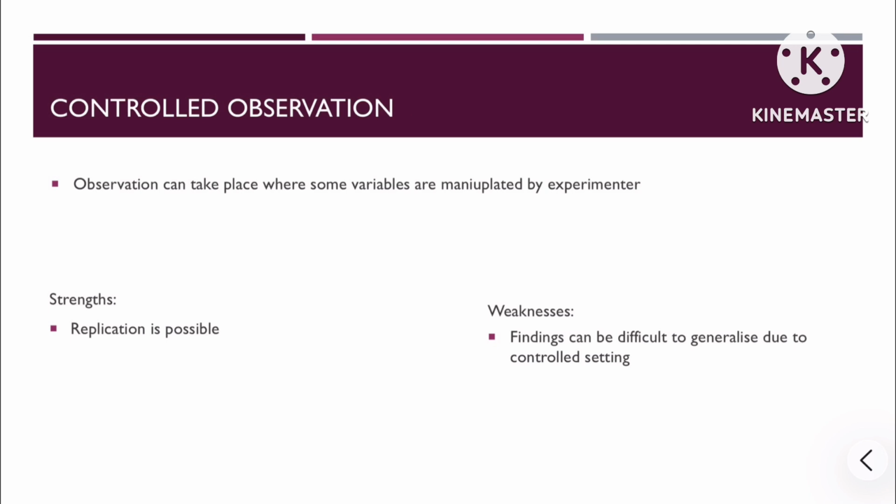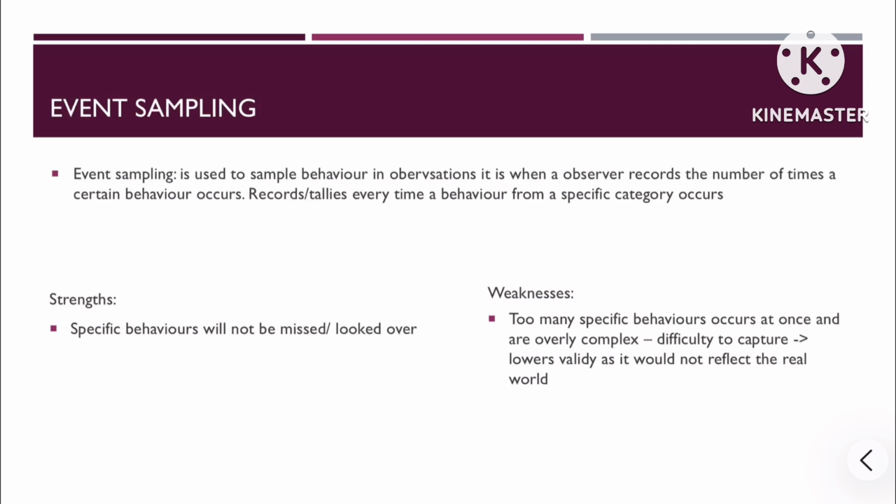A controlled observation is where some variables are manipulated by the researcher. This means replication is possible. However, it's difficult to generalize due to being in a controlled setting. This lacks ecological validity. Event sampling is used to sample behavior in observations when the researcher records the number of times a certain behavior occurs.